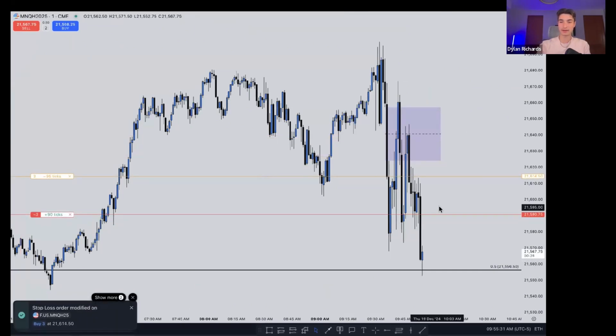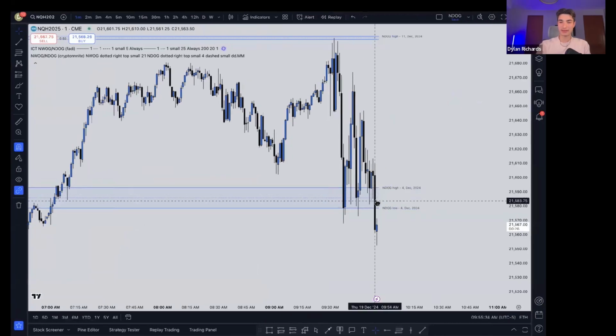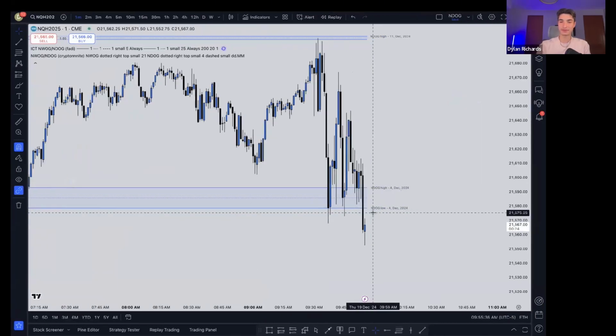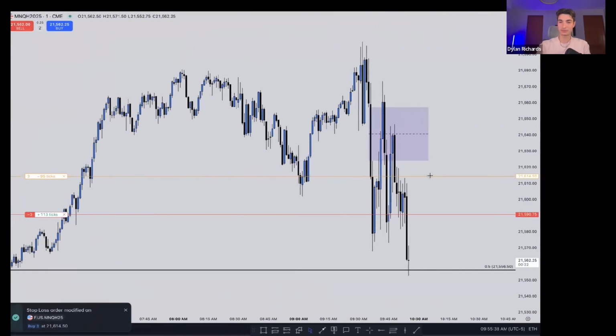No need for the market to come all the way back up here. This new day opening gap here should act as a barrier on price. It should not let the market get up through that. So that's why I'm trimming risk here.